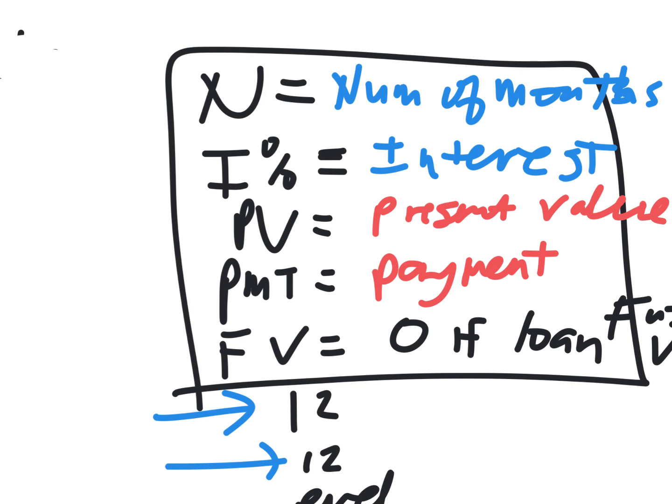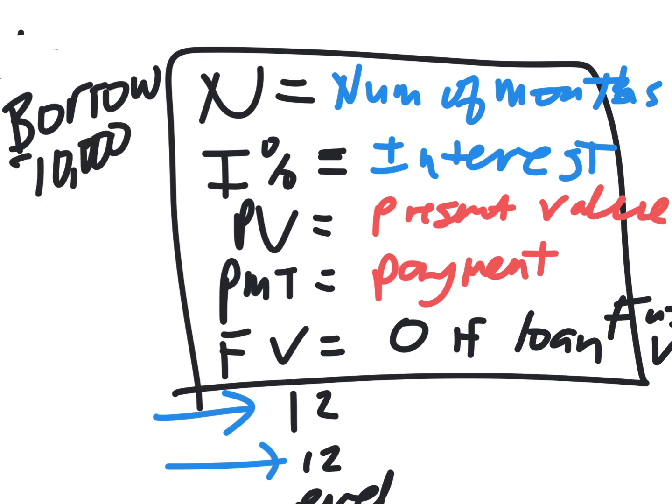You're borrowing $10,000. You know where to put that? Figure it out. You are borrowing $10,000. We'll keep it simple. You're borrowing it from me. I'm like the bank. I'm going to give you the $10,000 and you have to pay me back, right? Let's say that we pick 9% interest.